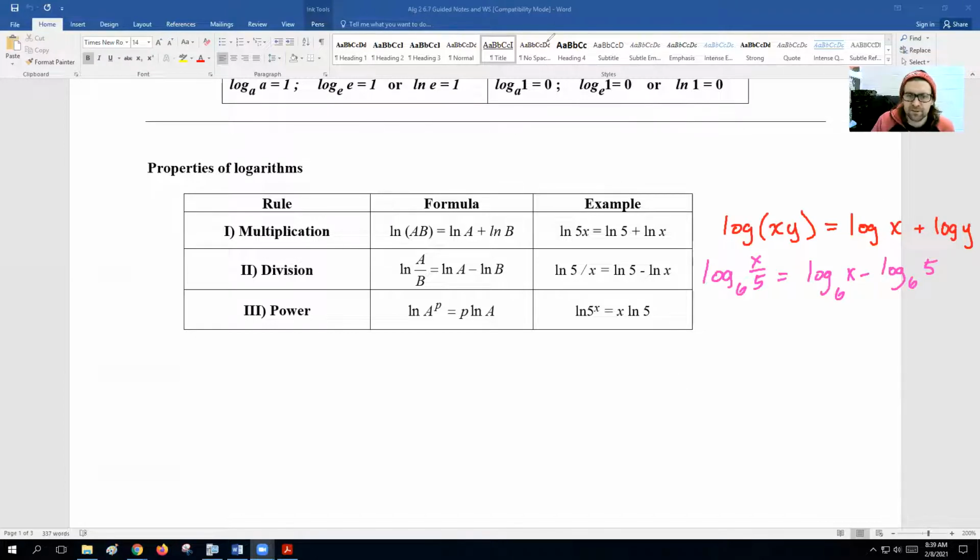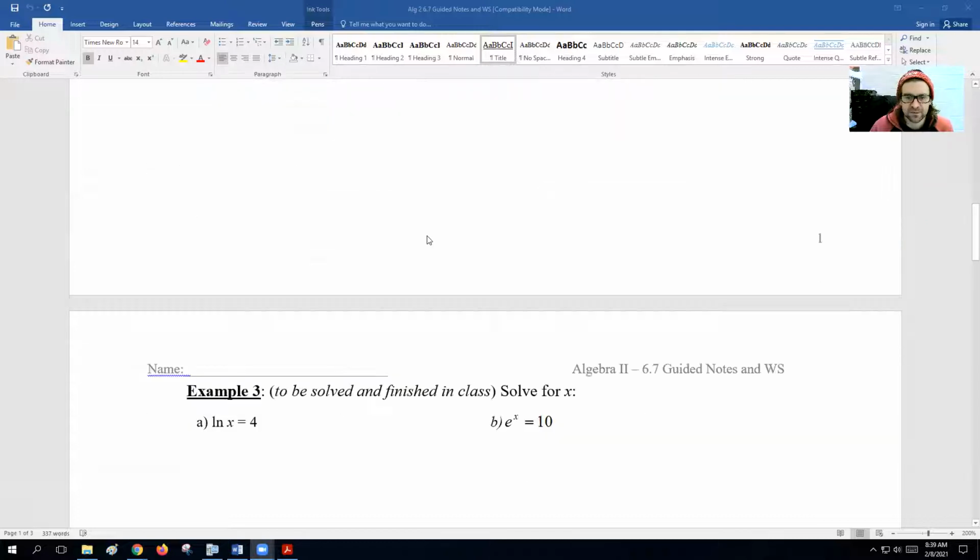And then the last rule with logs here is that if we have a power, it can actually be multiplied down in front. So log base 5 to the x power, this x can go down in front, and it's x times log base 5. So we're going to use these things to just expand and contract.